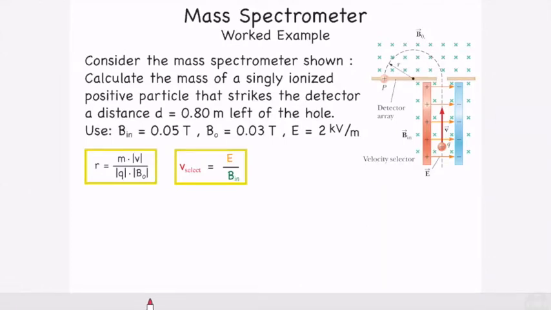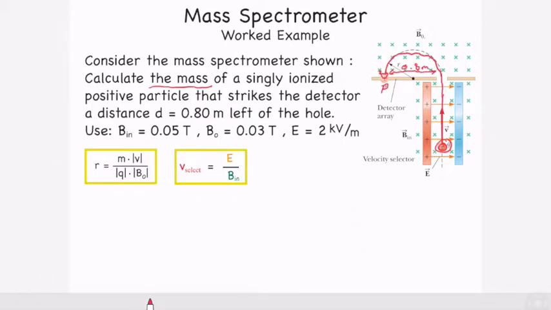Let's consider a particular example of a mass spectrometer, shown here on the right. We're going to calculate the mass of a singly ionized positive particle, that would be this particle right here, that travels through the velocity selector section undeviated, and then curves around into a circular path through the mass spectrometer to strike the detector array at this point P, which is 0.8 meters left of the hole. So that's this distance here. That distance is 0.8 meters.